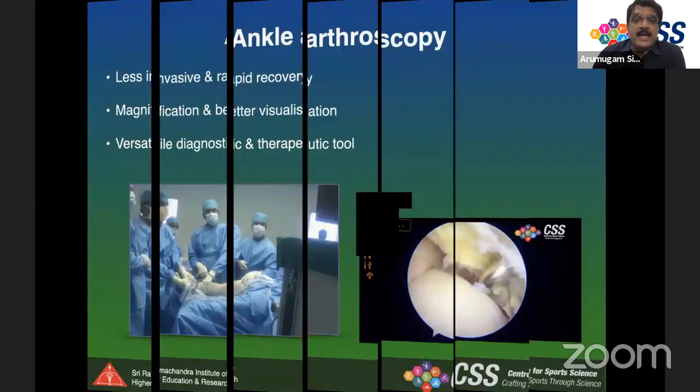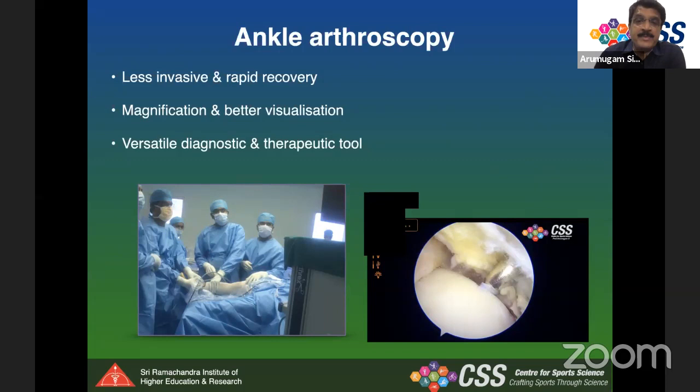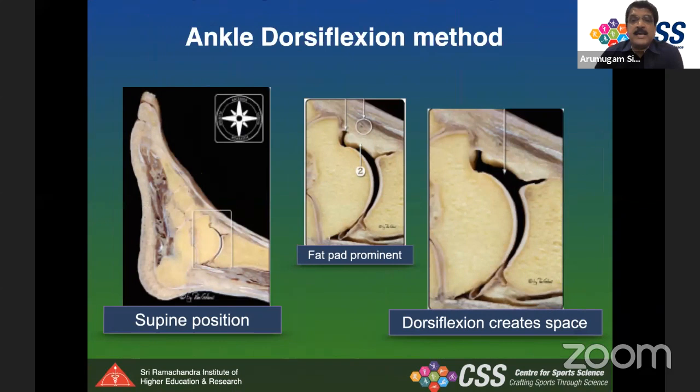And ankle arthroscopy is less invasive with rapid recovery, magnification of the pathological lesions, and better visualization. It is a versatile diagnostic and therapeutic tool, so you can see the entire ankle joint and it helps in diagnosis. We were using the skeletal traction method, where you have to put a Steinmann pin across the calcaneum, but there are a lot of complications.